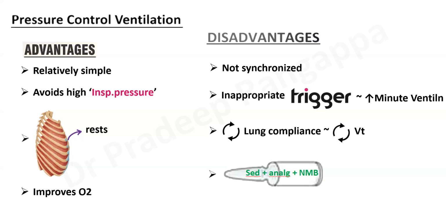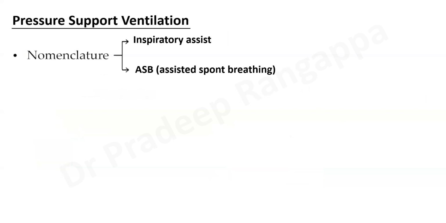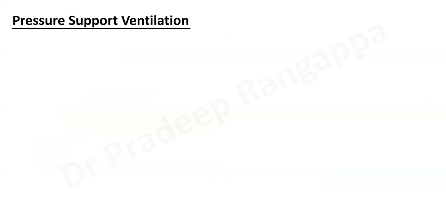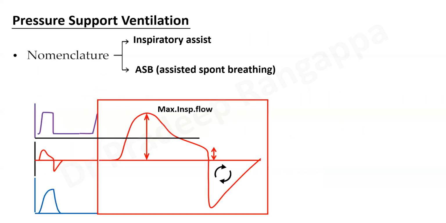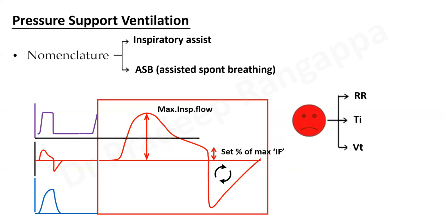So conventional modes, we are just rushing through very slowly but steadily. Pressure support is a very simple thing which is used for weaning processes, especially when you want the patient to breathe and you want to assist his breath with certain inspiratory pressure. Some of the nomenclatures used are inspiratory assist or assisted spontaneous breathing. In pressure support breathing, your expiration starts at the end of the inspiration, where you set a percentage of maximum inspiratory flow when the change to expiration happens.